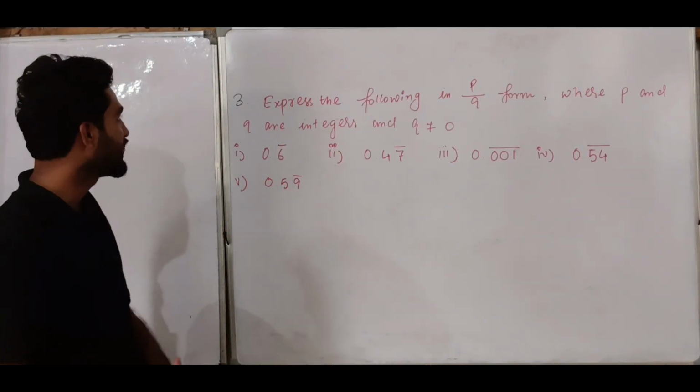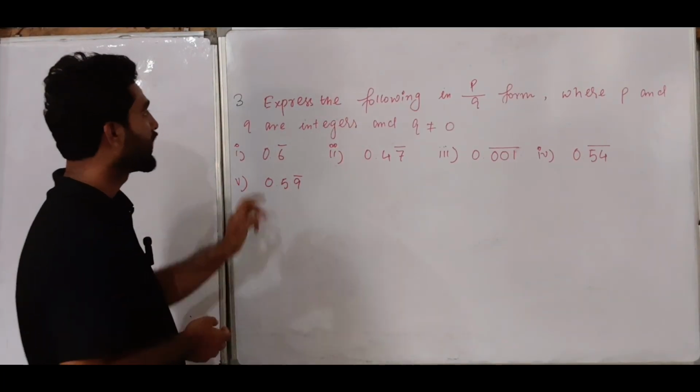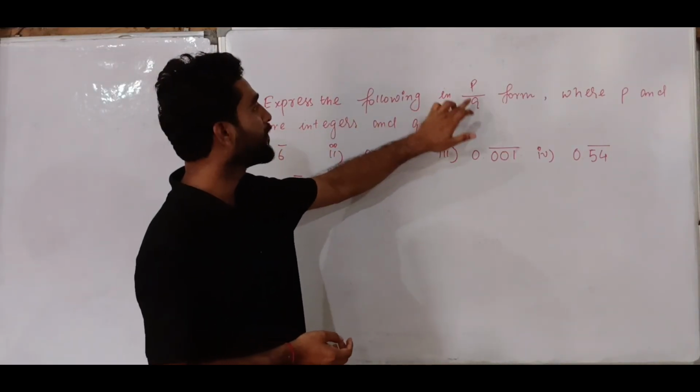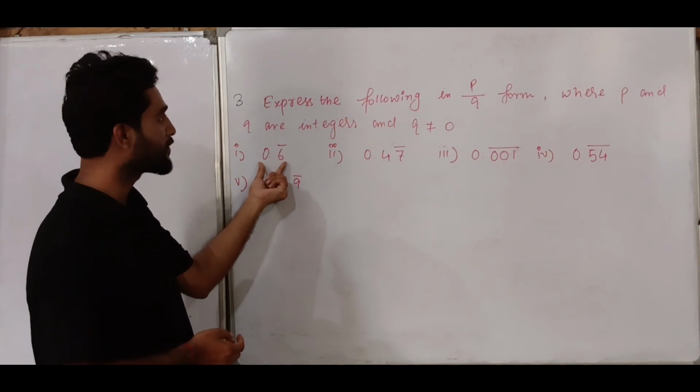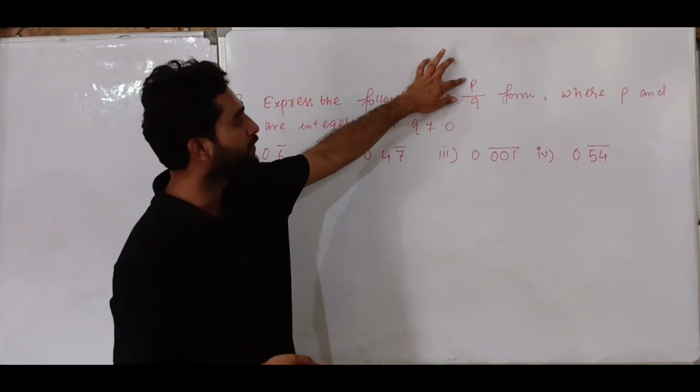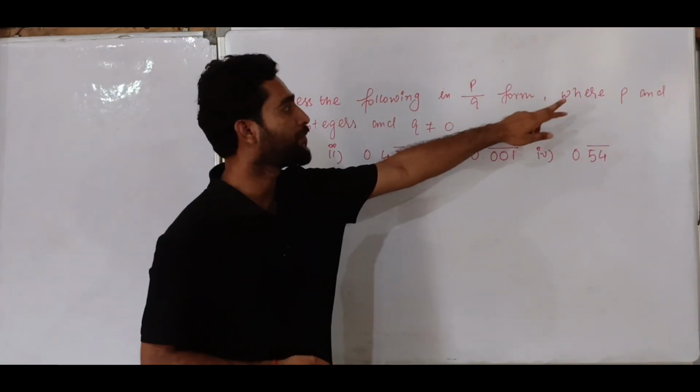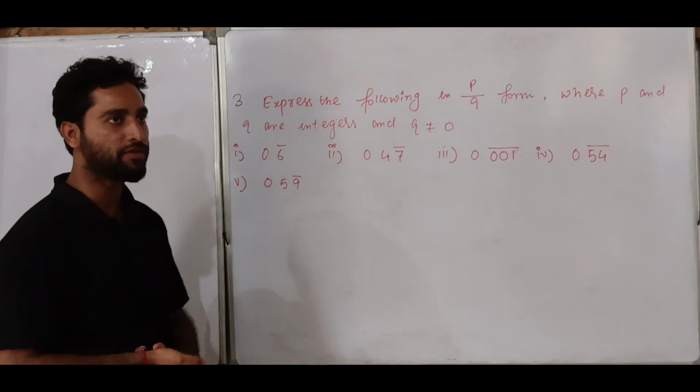Okay, now let's see this question number 3rd. Express the following in P by Q form. That means a rational number is given in decimal expansion form. We have to convert it into fraction form, that is P by Q form, where P and Q are integers and Q should not be equal to 0.